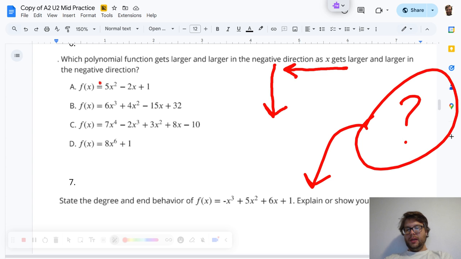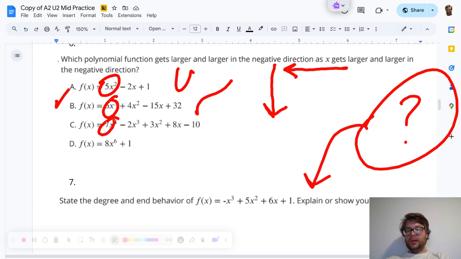All right, this one is positive and even, so that's going to be up on both sides. This one is positive and odd, so that's going to look like this. That one wins. The other ones are also positive and even, so they look like this. So it's B is the one.